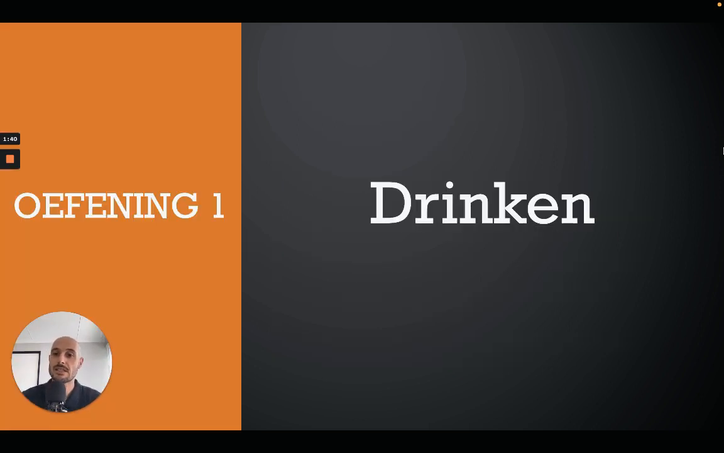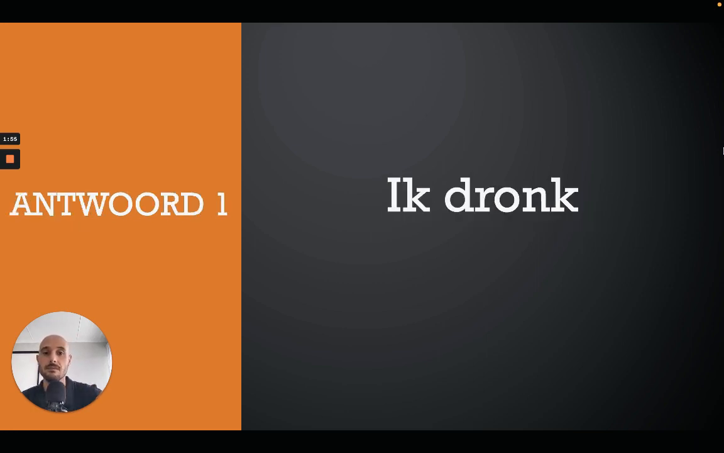All right, so as you can see, you see oefening 1, exercise 1, and then you see drinken. Drinken is to drink, right? And you need to put that in the simple past. So you need to say, I drank. So how do we say I drank in Dutch? Well, we say, ik dronk. Okay, so the correct answer would be ik dronk. So this is the way how we're going to do the exercises.